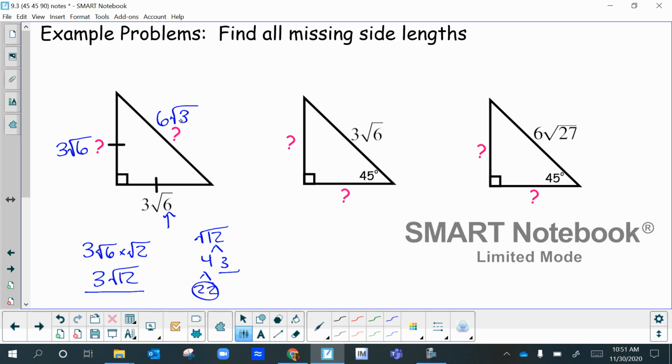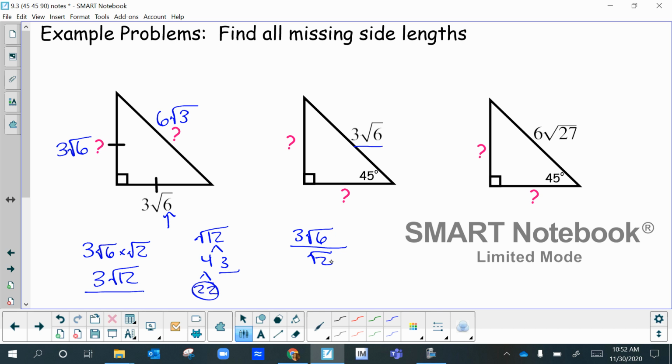Now, is it a coincidence, or do you think it's a pattern that these two are flip-flopped? I would not assume that these always just get flip-flopped. So we can actually check to see if it does the same thing here in this next problem. So in this next one, what did they give us? They gave us the hypotenuse. What did we say earlier to do to the hypotenuse to get the leg? And that's to divide by radical 2.